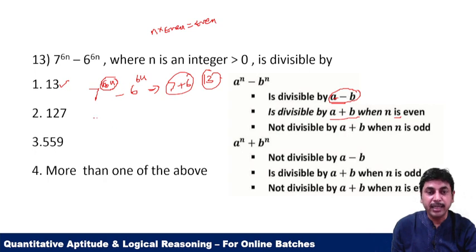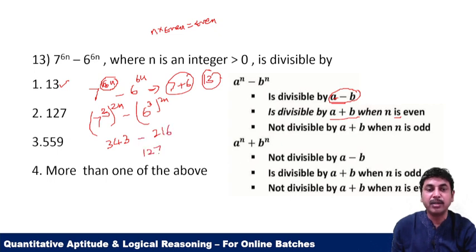Now, can I take this as 7 raised to 3 raised to 2n minus 6 raised to 3 raised to 2n? Yes. Now 7 raised to 3 is 343 and 6 raised to 3 is 216. Now if you take the difference, this difference is 127. So this is also divisible by this.